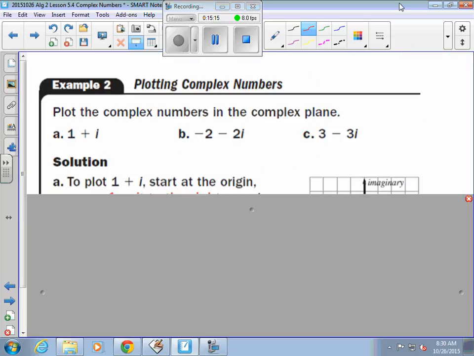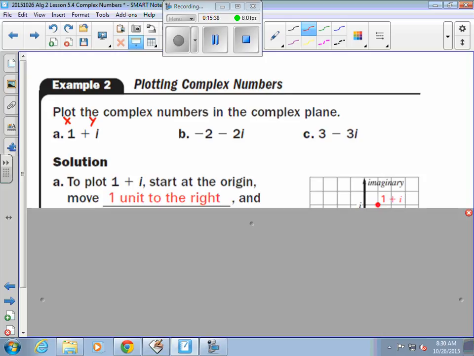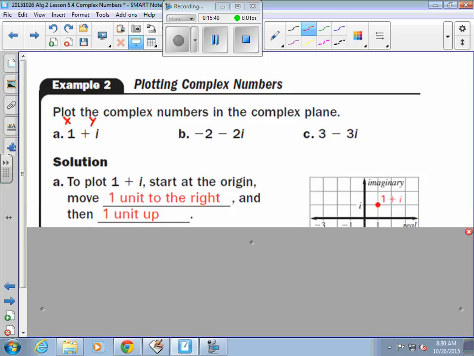Example number 2, 1 plus i. Remember, anytime you have this value, this is your x-axis, this is your y-axis. There's no value written in front. There's no coefficient for i. So it's 1. So your first plot point is going to be at 1, 1. So 1 unit to the right, 1 unit up. This right here is 1 plus i.